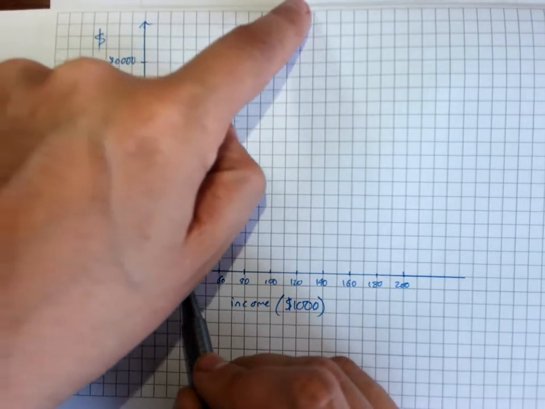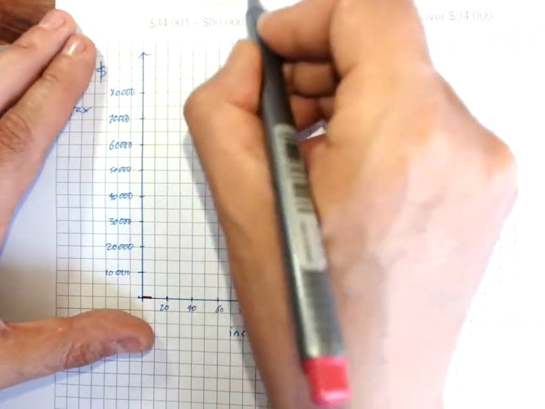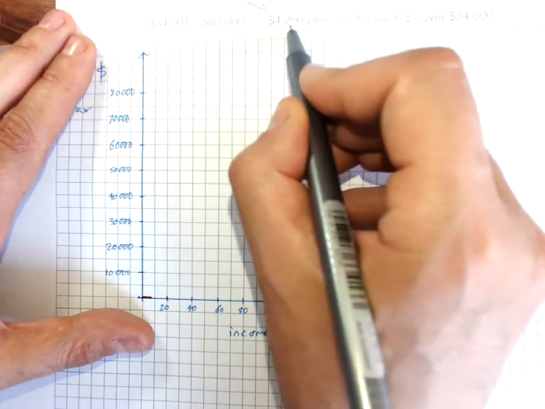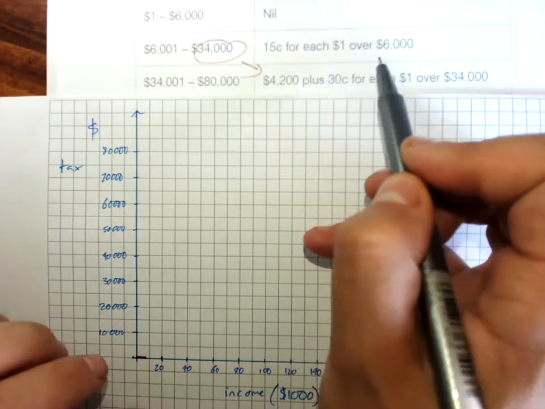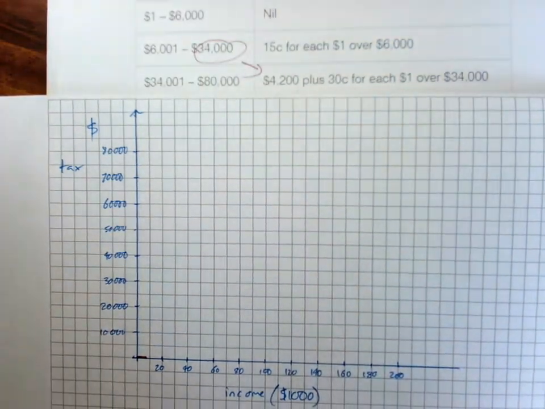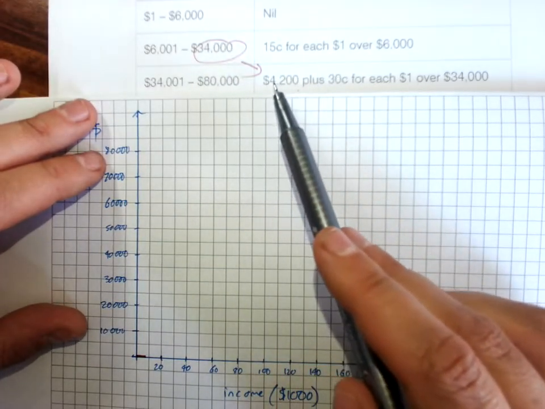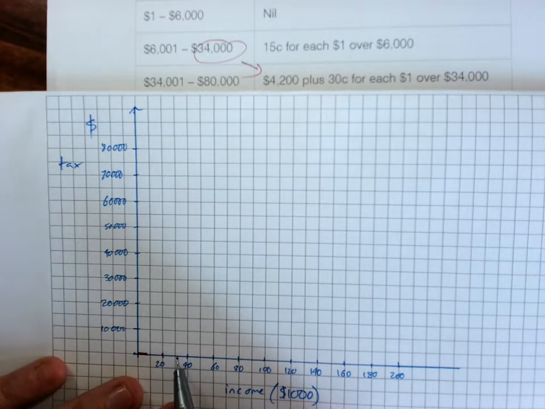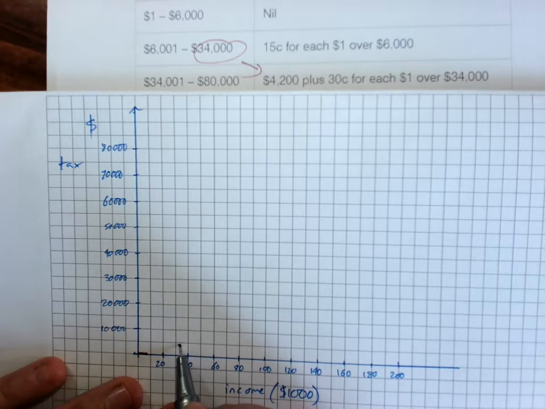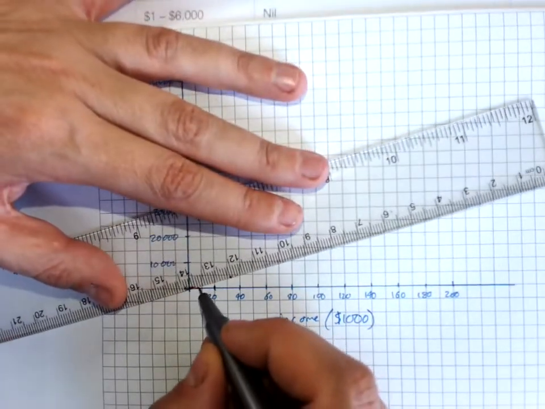Now it says, okay, look, you pay 15 cents for each dollar over 6,000, but you don't have to go doing all this calculation, because at 34,000, exactly, you'd pay 4,200 tax. You can check that if you want. 15 cents for each dollar over 6,000. The most you'll pay at 34,000 is this amount here. They've worked it out for you. So we go to 34,000, it's pretty inexact, but we'll do our best, and go straight up to 4,200, which is going to be about there. I know it's not very accurate, but it's the best we can do. And you pop that line in.